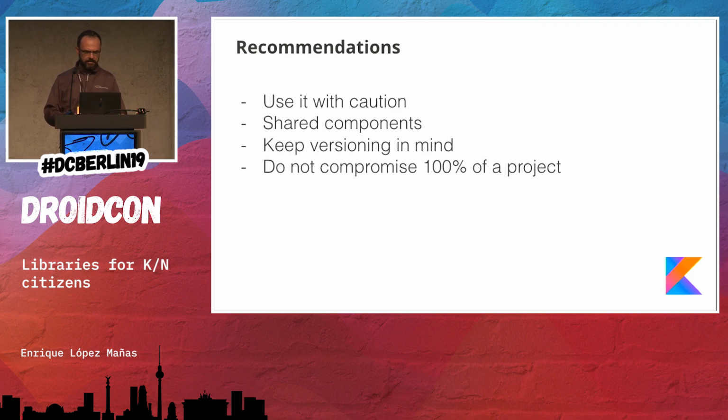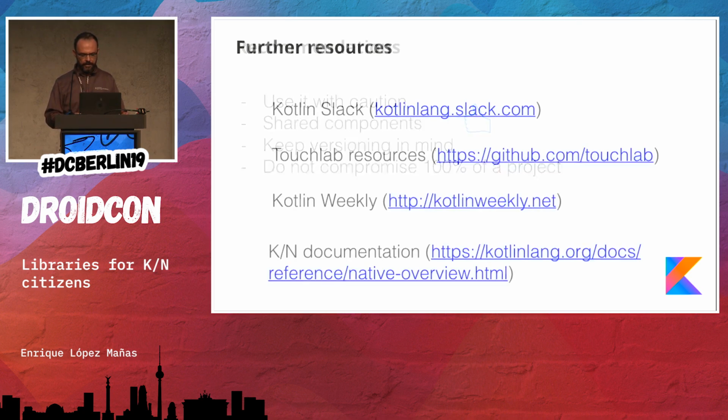Keep versioning in mind. It's hard to justify jumping into something that is not stable, so I would not compromise too much unless this has been officialized by the different actors in our industry. And never compromise 100% of a project. I think right now, Kotlin native in its current status is for small experiments: get your feedback, see how you feel about it, and see whether this is solving your problem or not.